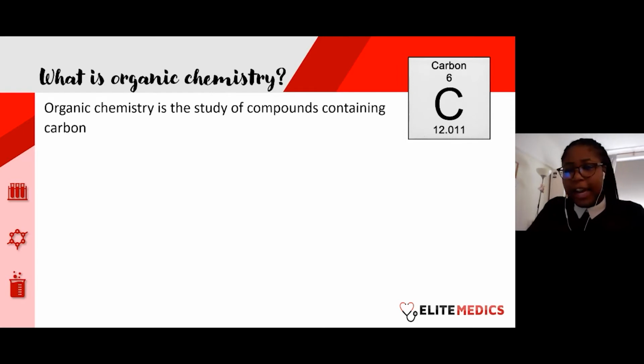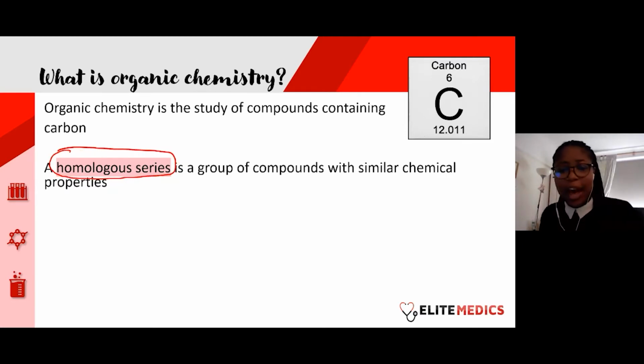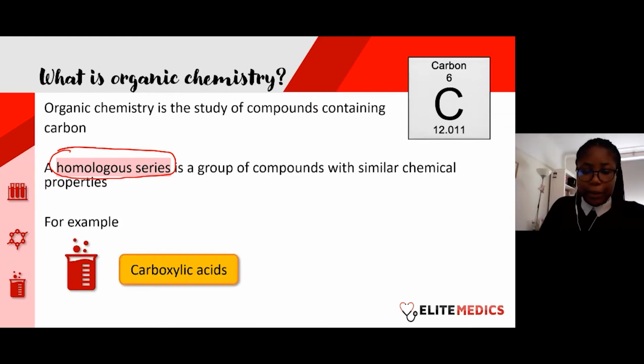In organic chemistry, it's quite common for compounds with similar chemical properties to be grouped together. And these groups have a special name. Compounds that have similar chemical properties and are grouped together, we call these groups homologous series. That's just a fancy way of saying it's a group of organic compounds with similar chemical properties. For example, carboxylic acids are a group of compounds which all have similar chemical reactions. They all behave similarly, with similar chemical properties. So this would be an example of a homologous series.